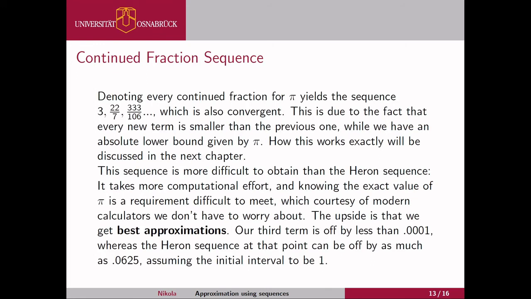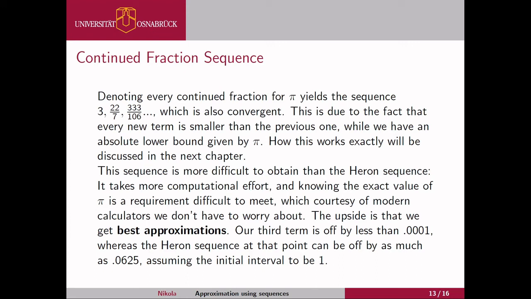Now let's quickly discuss the sequence that we get from this operation. The sequence is just the sequence of numbers which our approximation yields. So we start with 3, and then we get 22 over 7, 333 over 106, and so on. This is also a convergent sequence. And the reason it converges is that every new term is smaller than the previous one, and at the same time we have an absolute lower bound by pi.